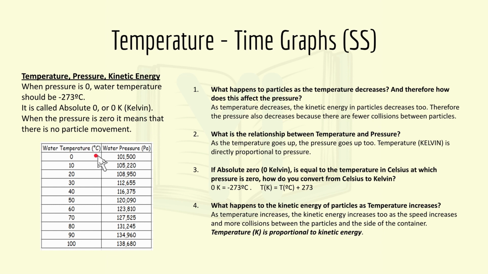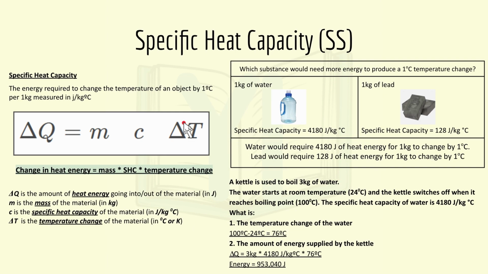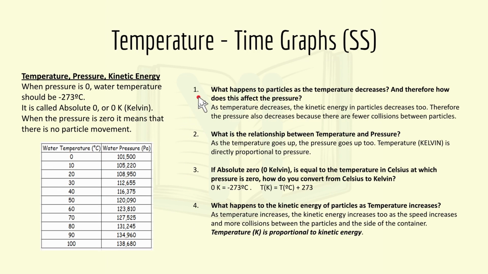So here's the relationship between water temperature and water pressure. It's a positive relationship because it's increasing from the water temperature and it's increasing from the water pressure. So here are 4 questions. What happens to the particles as the temperature decreases, and therefore how does it affect the pressure? So as temperature decreases, the kinetic energy in the particles decreases too. Therefore the pressure also decreases because there are fewer collisions between particles.